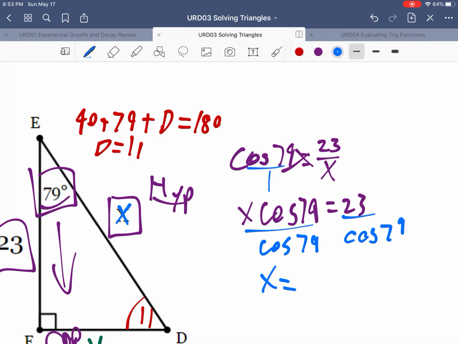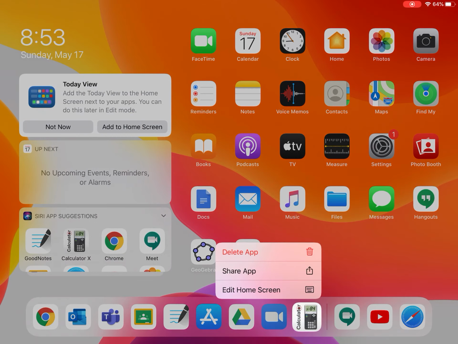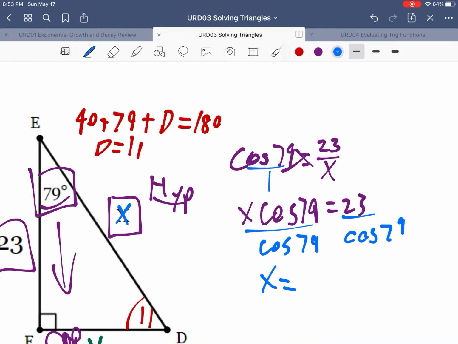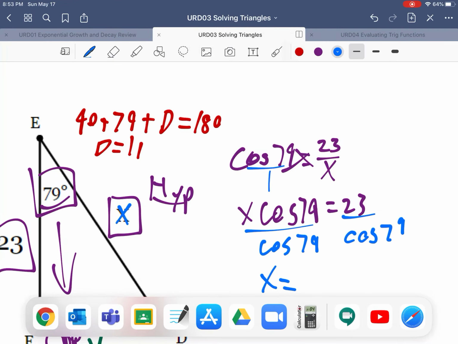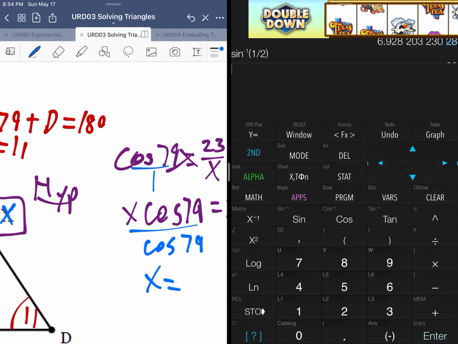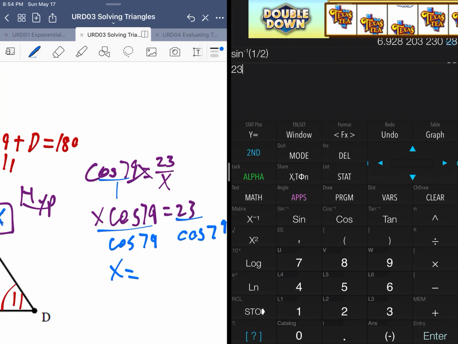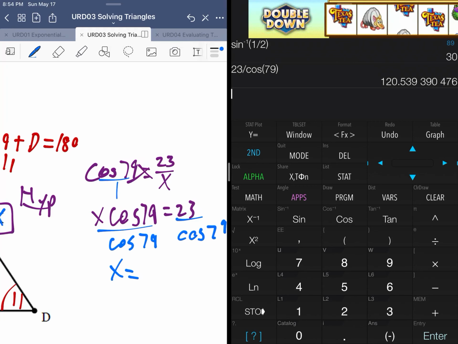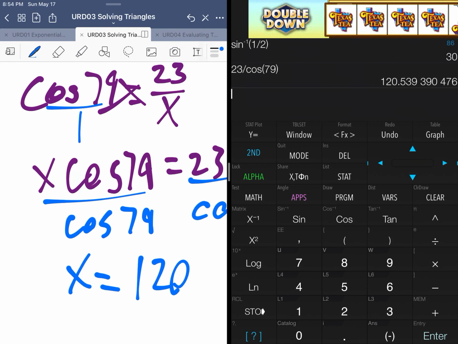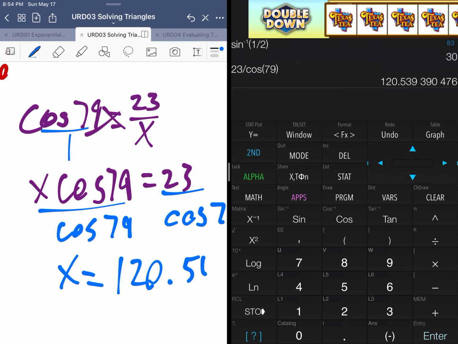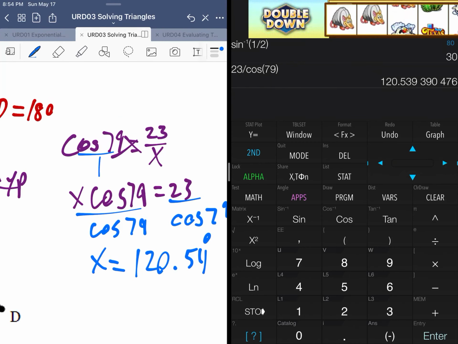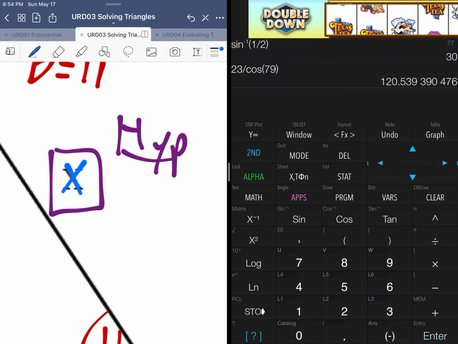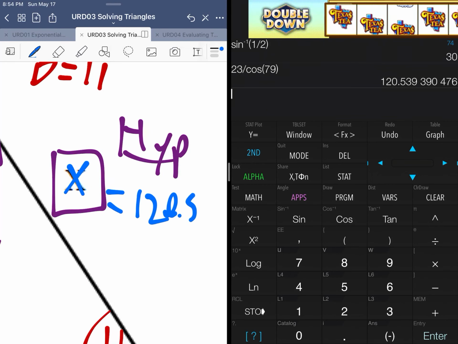Let me just use my calculator. All right, so that's going to be 23 divided by the cosine of 79 degrees. I do have to make sure my calculator is in degree mode, which it is in this particular case. And we're going to get 120.54. Oh, no, that's not degrees, that's a side measure. So 120.54 is the measure of this side of this triangle.